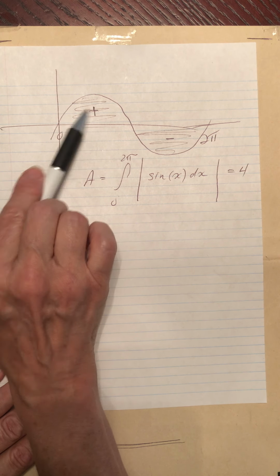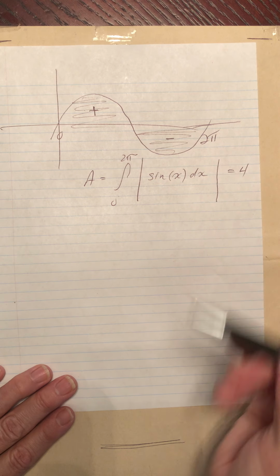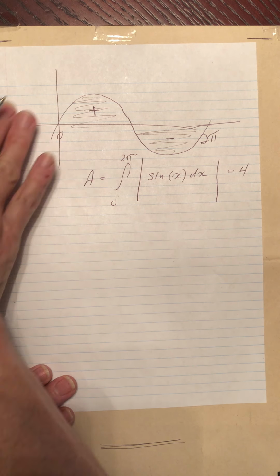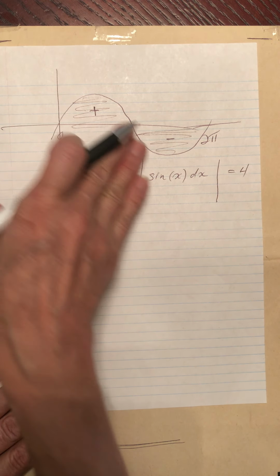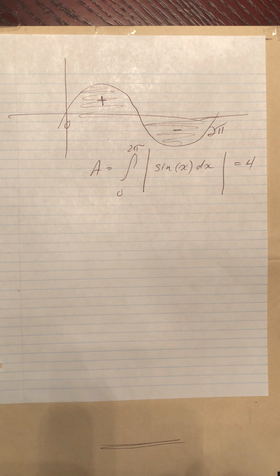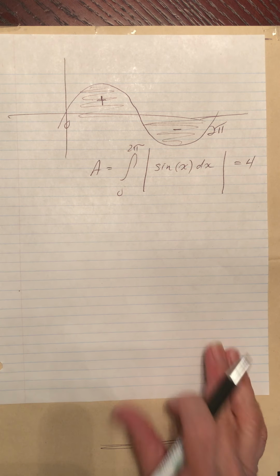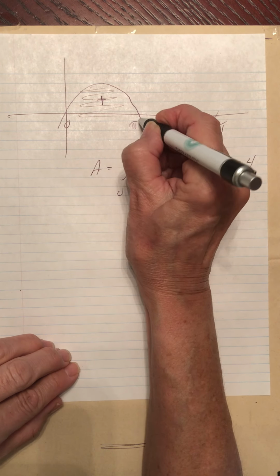This area is positive 2, this area is negative 2, and that's why it would give me a net area of 0. But actual true blue area covered, I now have a value of 4. We saw before the idea of using symmetry. This area is identical to this area. This stopping point would be pi.